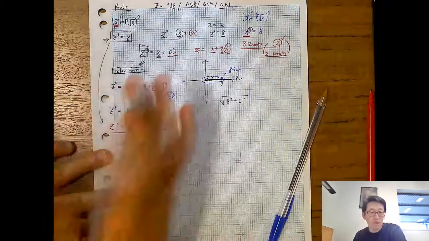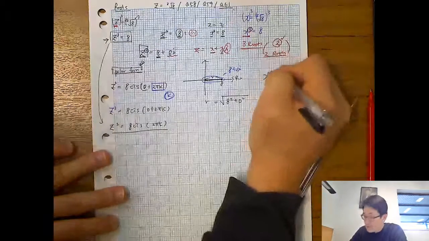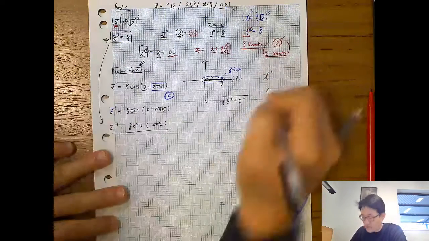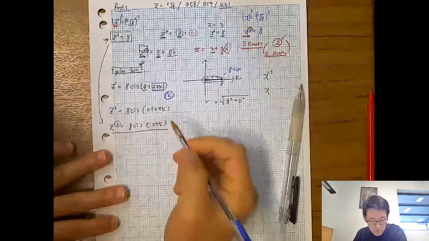And then eventually what we want to know is what? Not z cubed. We want to know z. So let's deal with that. How can I get rid of the cube there?